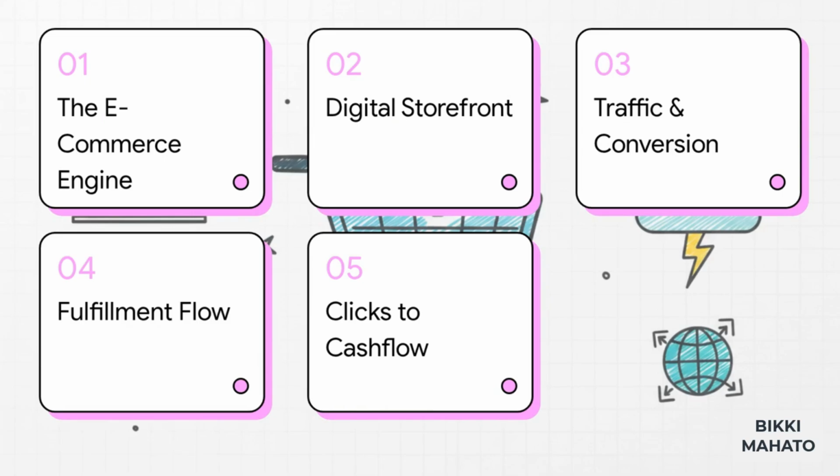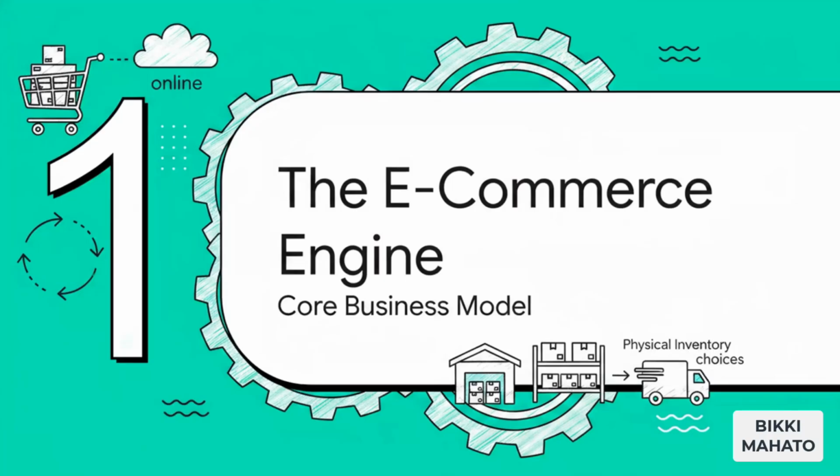So here is our literal blueprint for today. We're going to start with the e-commerce engine, move into building your digital storefront, fire up those traffic and conversion engines, establish the fulfillment flow, and finally, look at turning those clicks into actual cash flow. Let's get to it. Starting with Section 1, the e-commerce engine. Let's break down the core business model.